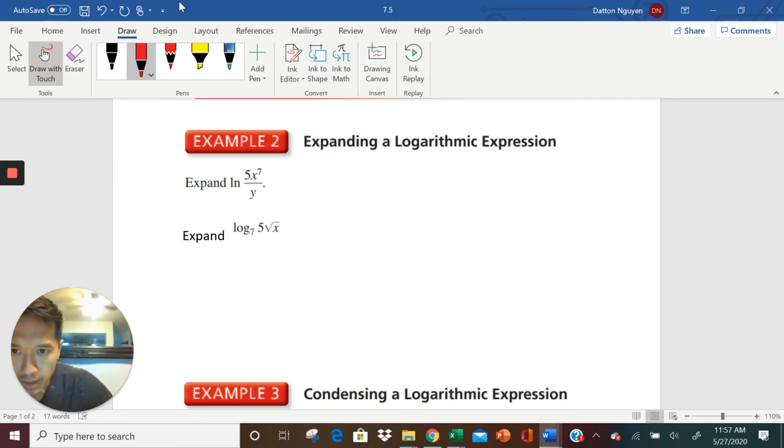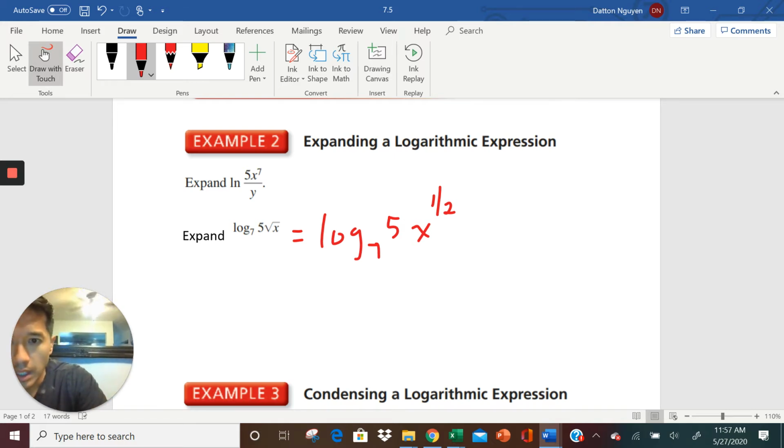Do you notice that this now says 5 times the square root of x? I'm going to go ahead and rewrite this as log of 7, 5 times, now in parentheses, x to the 1/2 power. What did I do? I changed this part right here. You see that square root? And I turned it into an exponent. Remember I said again, this is from I think 6.2, 6.3. Radicals can be expressed as fraction exponents.